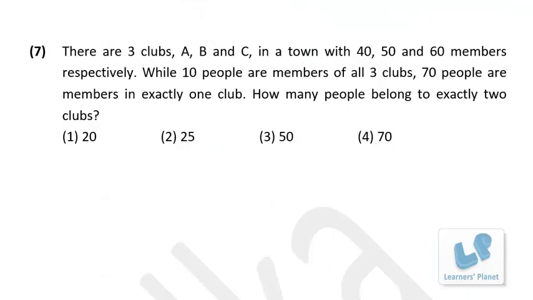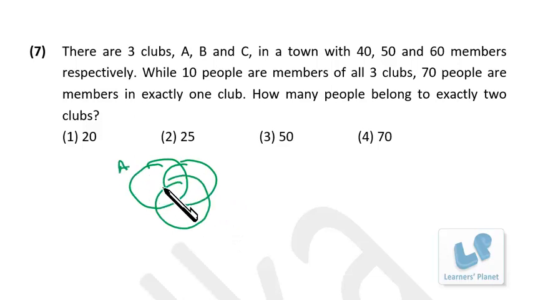There are 3 clubs A, B, C in a town with 40, 50 and 60 members respectively. While 10 people are members of all the 3 clubs, 70 people are members in exactly one club. We draw the Venn diagram to make the problem simple and quick. A, B, C. 10 people are members of all the 3 clubs. 70 people are members in exactly one club. So suppose this is x, this is y, this is z. So x plus y plus z is actually 70.